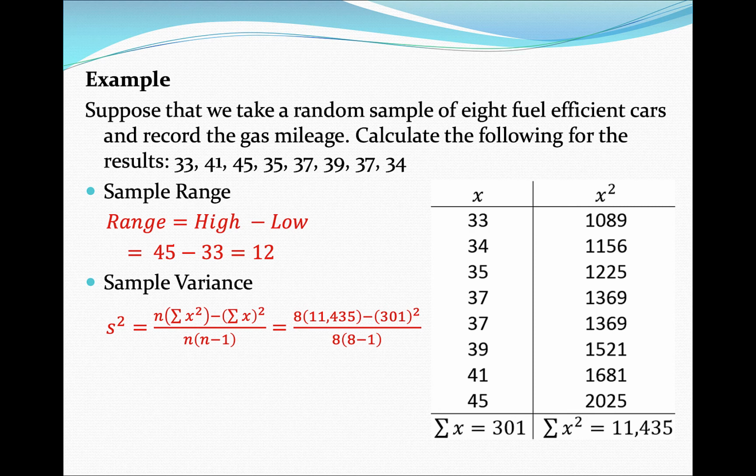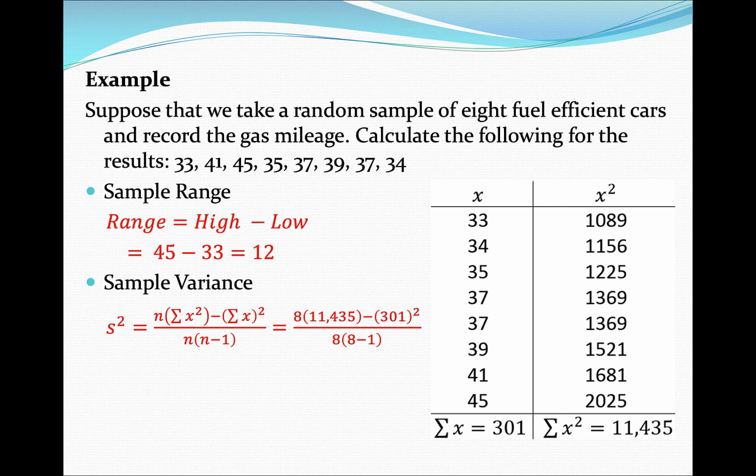That gave us 11,435. So that's where that sum of the x squareds goes, it goes right there in the formula where we're looking at the sum of the x squareds. From that, we subtract the sum of the x quantity squared. So notice here the squared is outside of the parentheses, which means we do what's inside the parentheses first. So we sum the x values, which is 301, and then we're going to square that. So we write it as 301 squared.